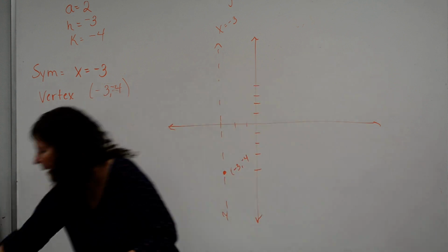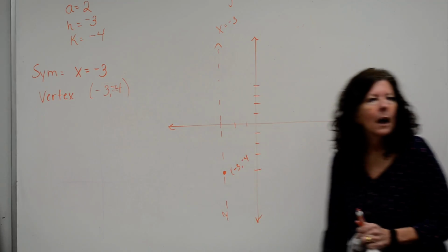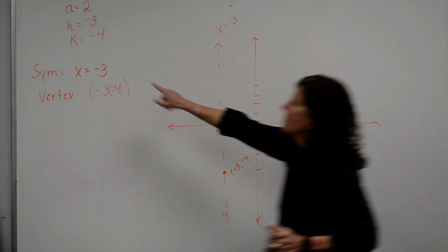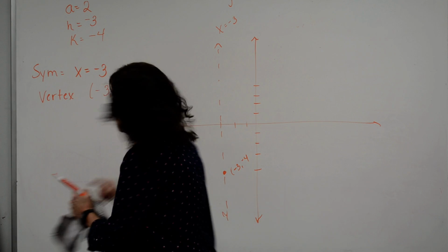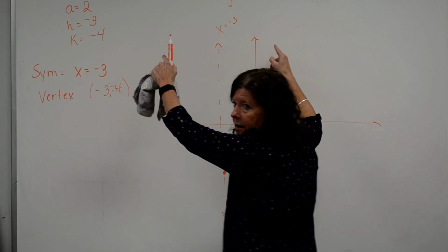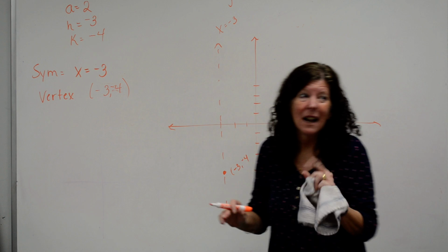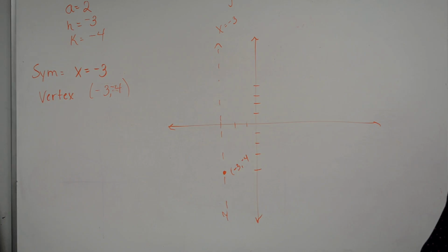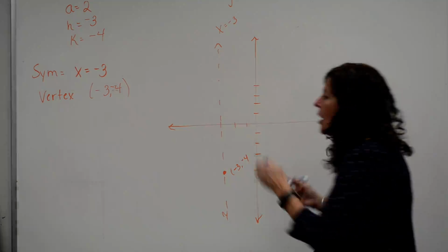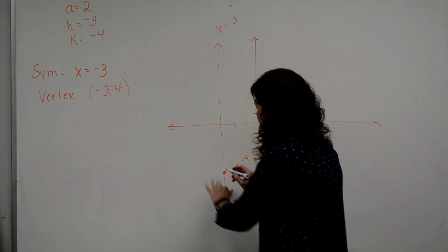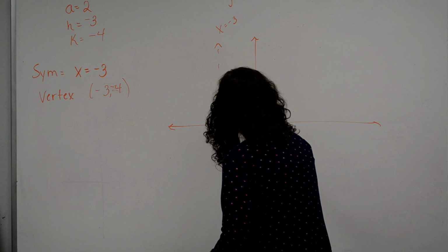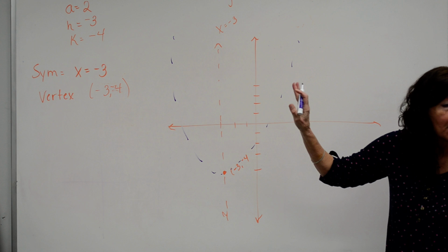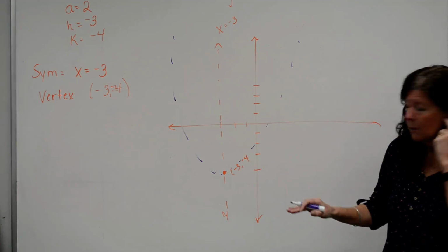Now I can skip on down here to the direction. How does it open, up or down? It opens up because my a is positive. So I know this is going to go like this. But I don't really have to guess. There's a way for me to do this that is so easy. It's going to be something like that, but we don't know for sure yet. So that's not written in stone.